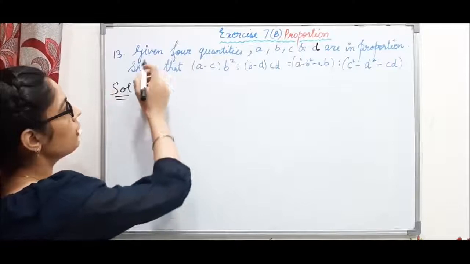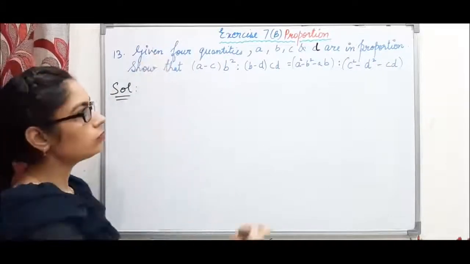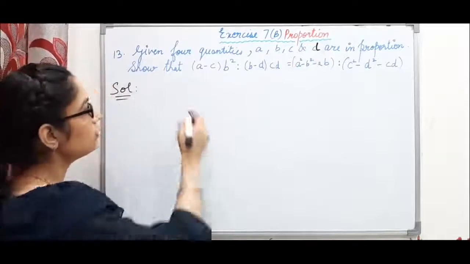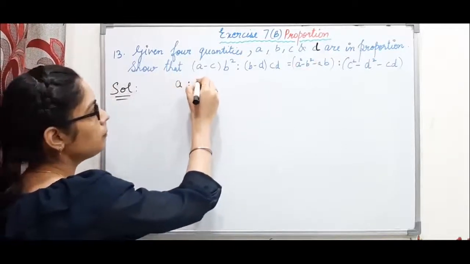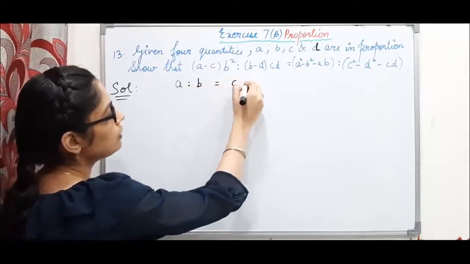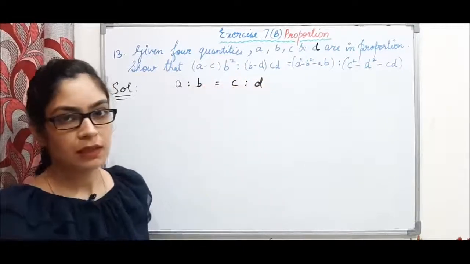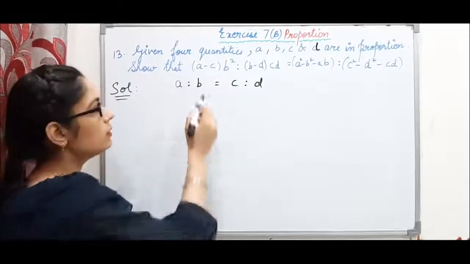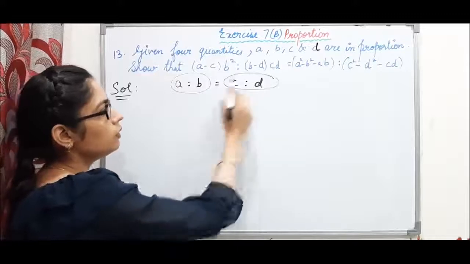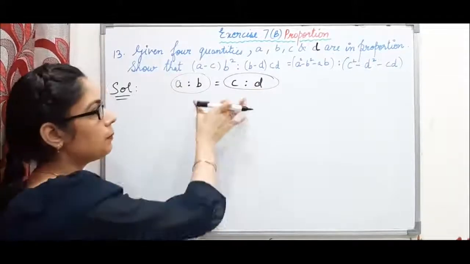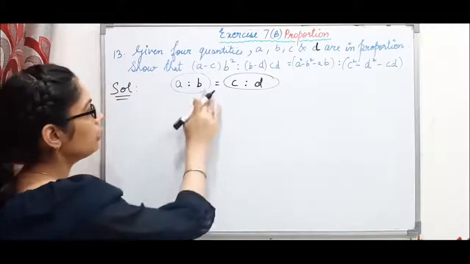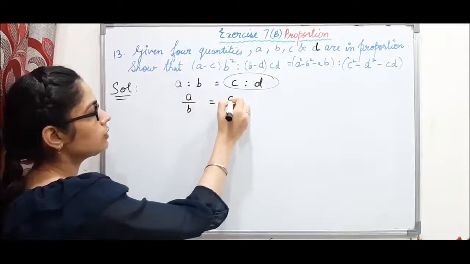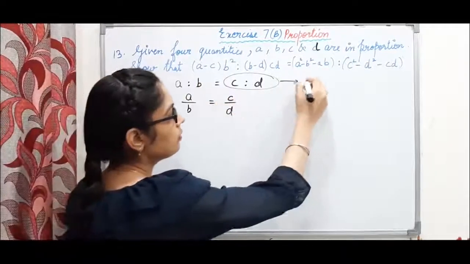So it is given to us, it's clearly mentioned also, that A, B, C, D are in proportion. Proportion means A is to B equals C is to D. This is the meaning of proportion: the ratio of two quantities is equal to the ratio of another two, so they are proportional to each other. Now this sign of ratio I can write as A by B equals C by D. This is given to us.